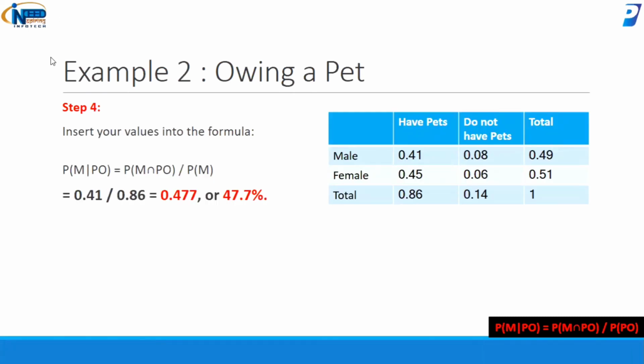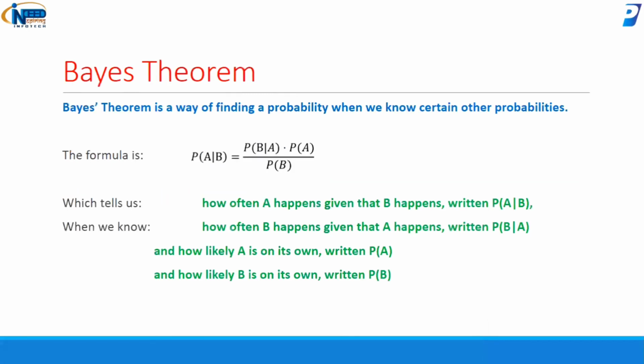Now in step 4, we will get the output. Substituting these values, we get 0.41 divided by 0.86, which comes to 0.477, or 47.7%, the probability that it will be a man, given that the condition is that they all are pet owners. So this is another example of conditional probability. Now we will move ahead to Bayes theorem, but this will happen in the next tutorial, so keep watching. Thank you, thanks a lot.